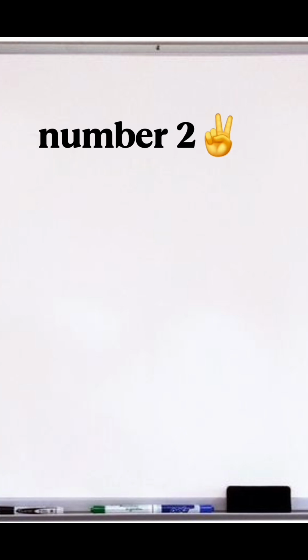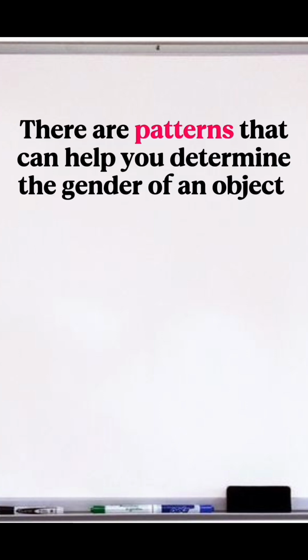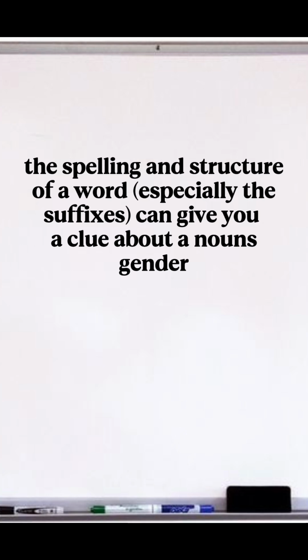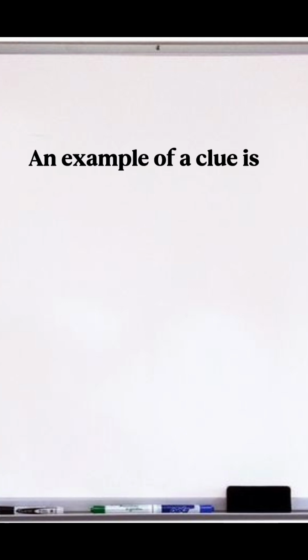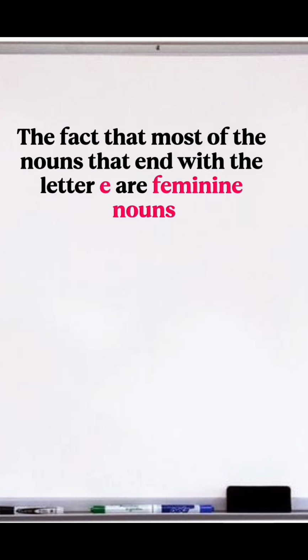The second thing I want to add is that when it comes to determining the gender of an object, there are patterns. So sometimes, based on how a noun is written, especially the suffix, you can get a clue of what the gender of that noun is. We will cover those clues as we go on. One clue is, for example, the fact that most of the nouns that end with the letter E in French are feminine nouns. Not all, but most of them. So a good at least 70% of them are feminine nouns.